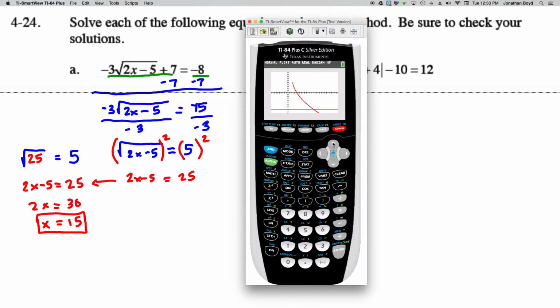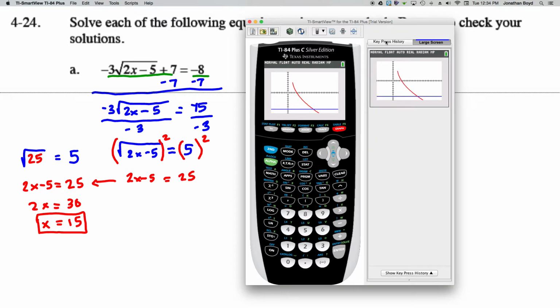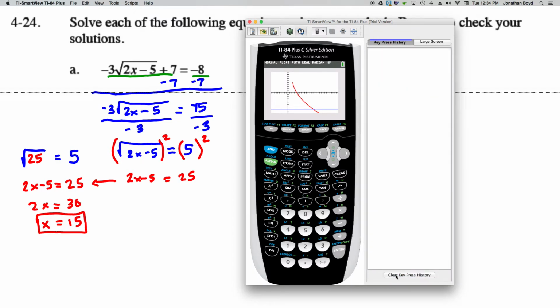And remember, we can use the calculate menu to calculate the intersection here. Let's go ahead and do that. Actually, let's go in and do our key press history. Let's clear out what we got in there. Remember, if you don't remember the sequence, it's second, trace. We want to find the intersection, so number 5. Mark our first curve by pressing enter. Mark our second curve by pressing enter. And then enter one more time, and it's going to tell us that the intersection point is at 15, -8.